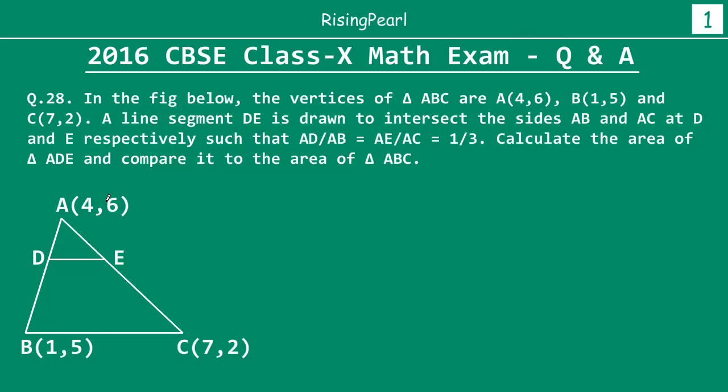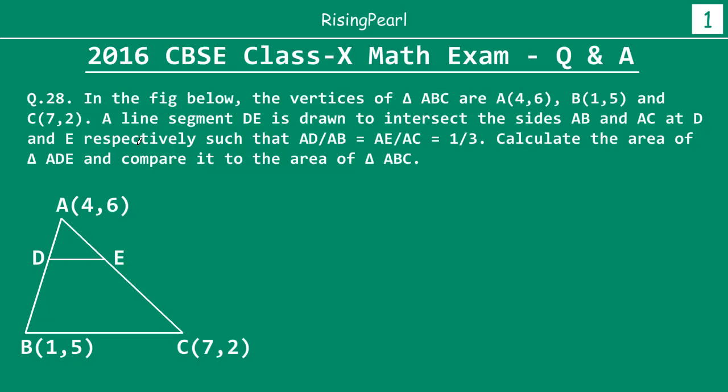In the figure below we have been given a diagram. The vertices of triangle ABC, the coordinates, are given. For A it's 4, 6, B is 1, 5, C is 7, 2. So the vertices A, B and C are given. A line segment DE is drawn to intersect the sides AB and AC at D and E respectively. So DE is a line that intersects AB at point D and AC at point E.